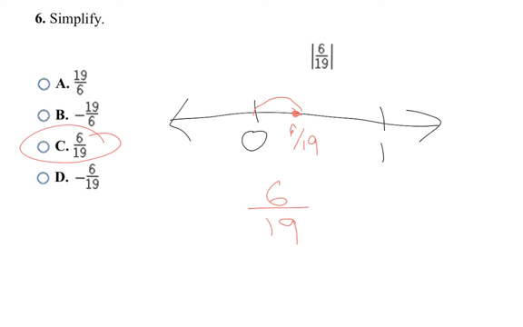Now, if you didn't want to draw the number line, which the more you do these, the less often you're probably going to have to draw that number line, you could just realize that 6/19 is 6/19 away from 0, and it's just going to stay positive because it's a distance.